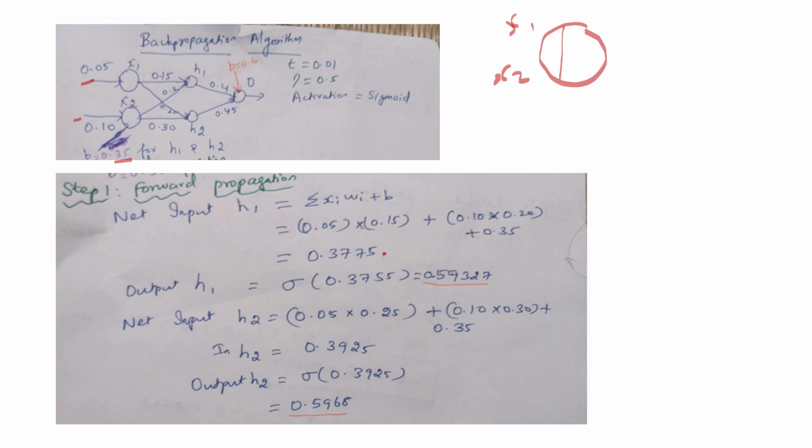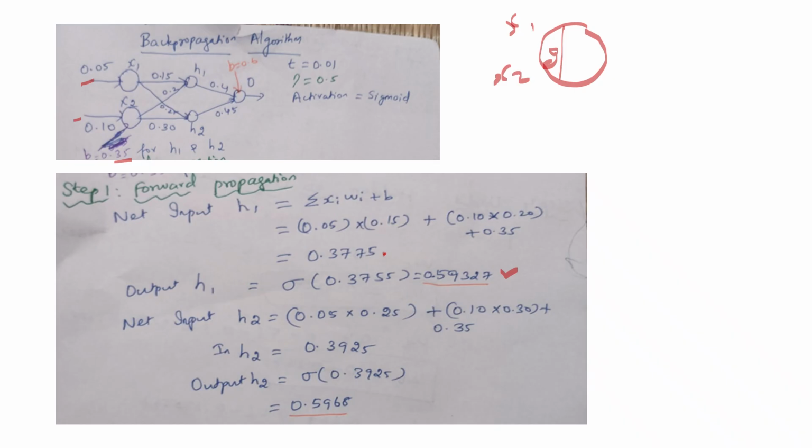So this is the value for hidden neuron 1. Then after getting it, we have to apply the activation function. Here sigmoid is the activation function. So sigmoid of 0.3775 gives the value 0.59327. We can calculate this with a calculator. Otherwise, we can apply the standard equation of the sigmoid function.